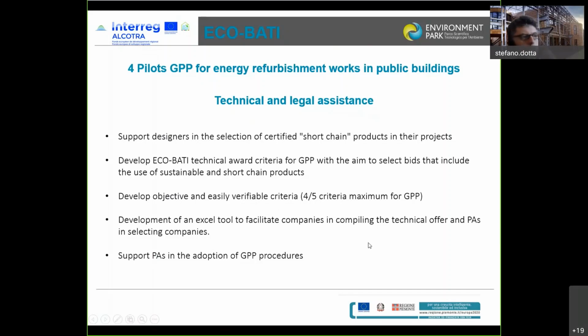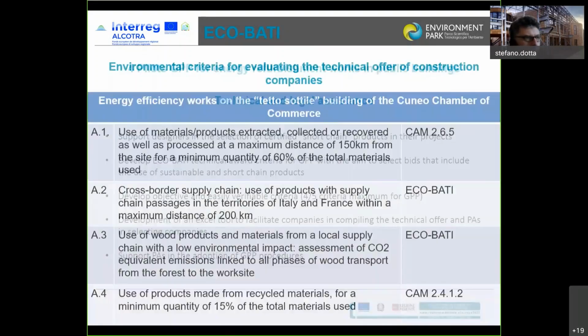And also we support other public authority that aren't partner in the project but was involved in the project during this time, in order to replicate this experience in other green public procurement procedure.